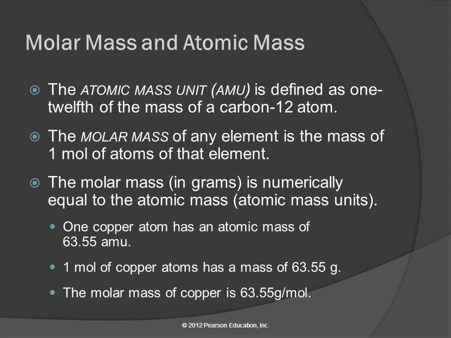They tell us the mass of 1 atom, using the unit atomic mass unit. They tell us the mass of 1 mole of atoms, using the unit grams. And so we say the molar mass of copper, the mass of 1 mole of copper, is 63.55 grams per mole. Each mole of copper weighs 63.55 grams. Any questions?